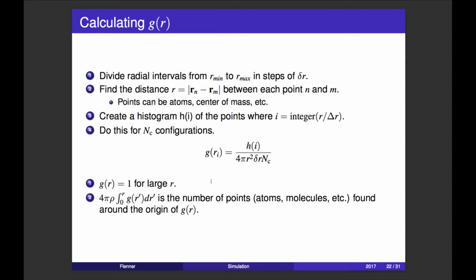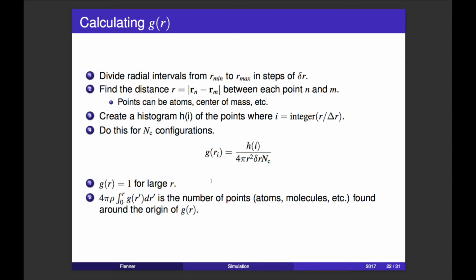So what you'll do is you'll divide positions, and in a few slides I'll tell you how to do that too, into intervals. And then we're going to find the distance between two different particles. We'll be using the center of the benzene. So these two different points can be the atoms, center of mass, geometric center, etc. And we'll create a histogram.